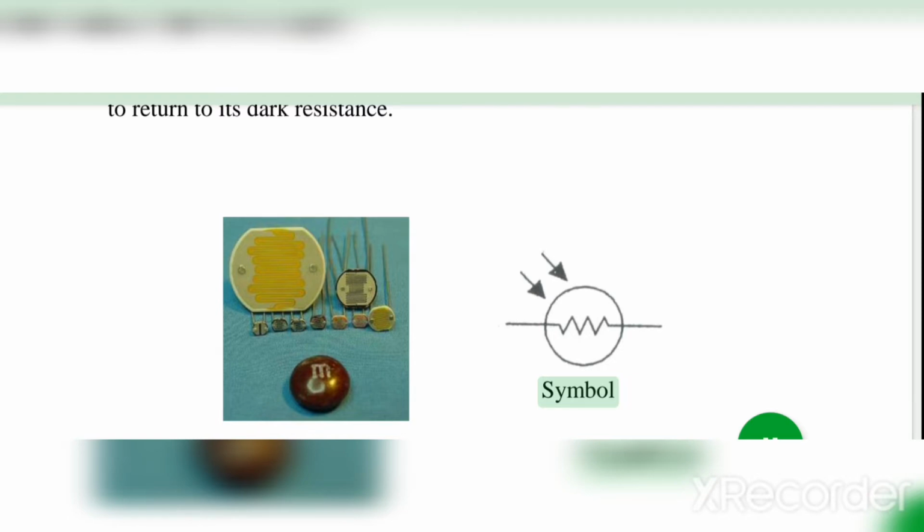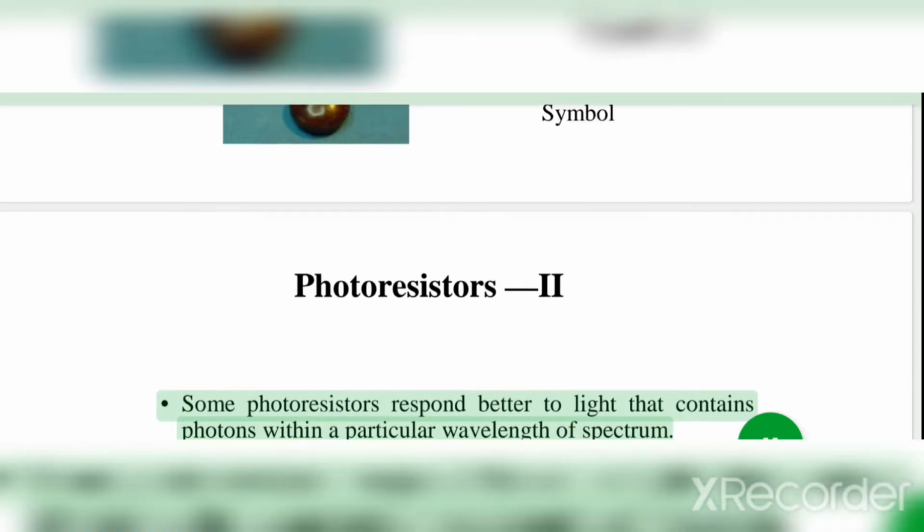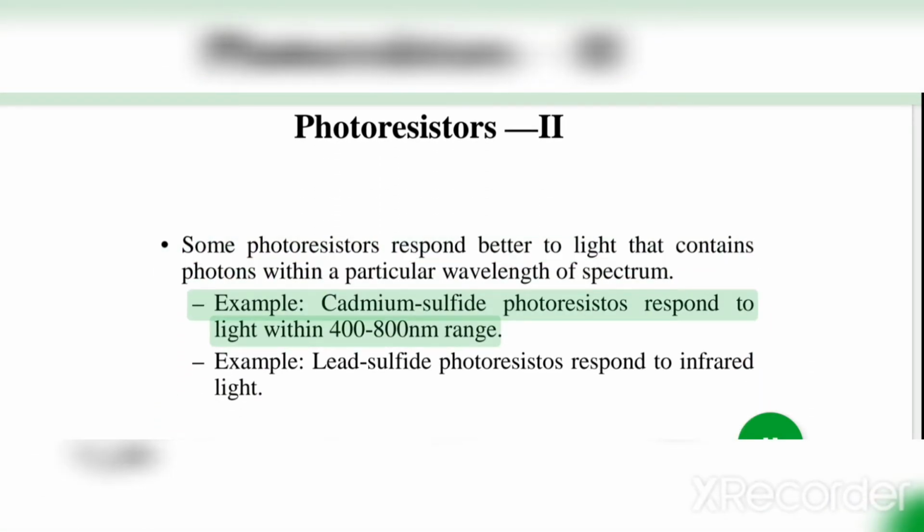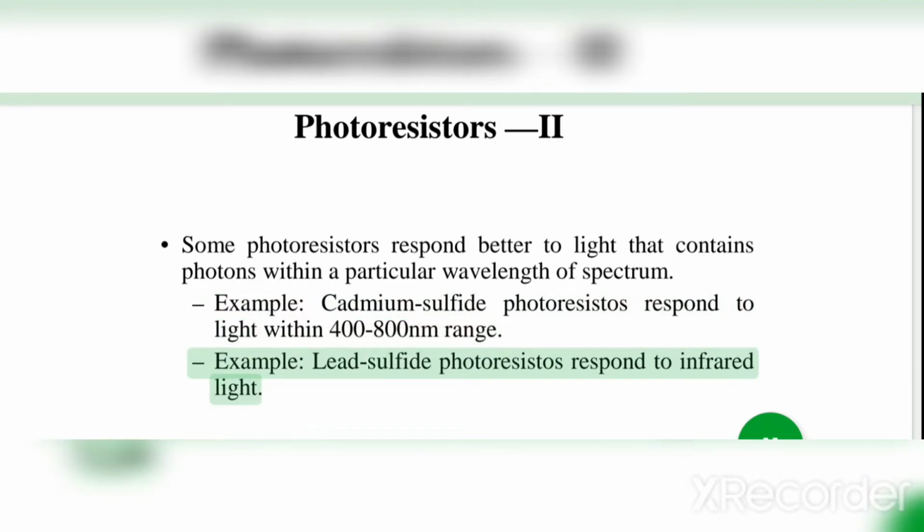Symbol. Photoresistors: some photoresistors respond better to light that contains photons within a particular wavelength of the spectrum. Example: cadmium sulfide photoresistors respond to light within the 400 to 800 nanometers range. Example: lead sulfide photoresistors respond to infrared light.